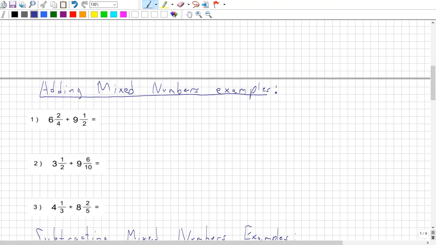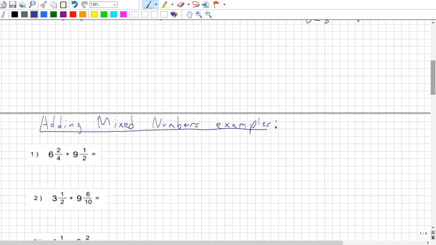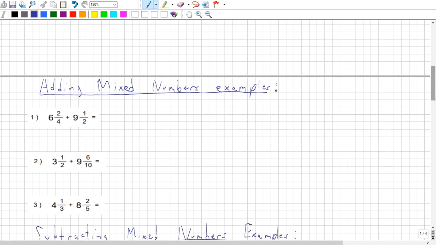So adding mixed numbers. I'm just going to go through adding first, then we'll look at subtracting, because subtracting involves a few more steps. So recall, with adding any kind of fraction, we need common denominators. So you need first common denominators.